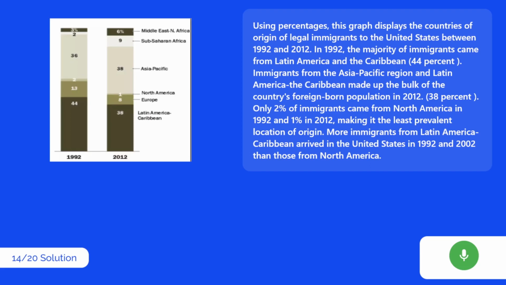Using percentages, this graph displays the countries of origin of legal immigrants to the United States between 1992 and 2012. In 1992, the majority of immigrants came from Latin America and the Caribbean, 44%. Immigrants from the Asia-Pacific region and Latin America and the Caribbean made up the bulk of the country's foreign-born population in 2012, 38%. Only 2% of immigrants came from North America in 1992 and 1% in 2012, making it the least prevalent location of origin. More immigrants from Latin America and the Caribbean arrived in the United States in 1992 and 2002 than those from North America.